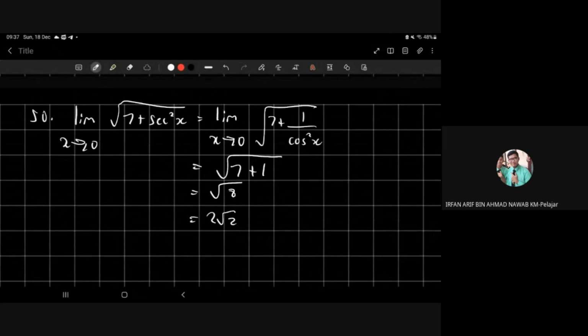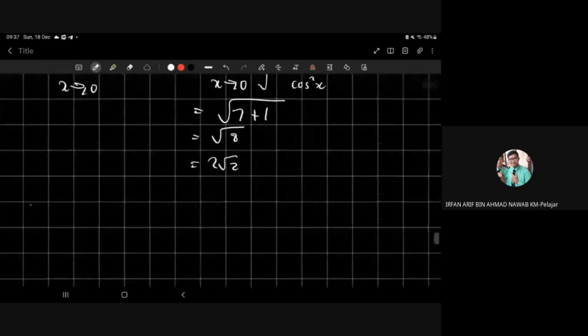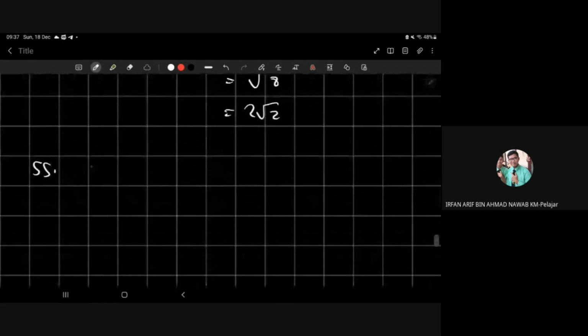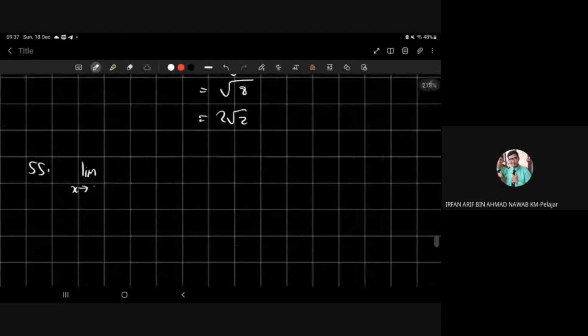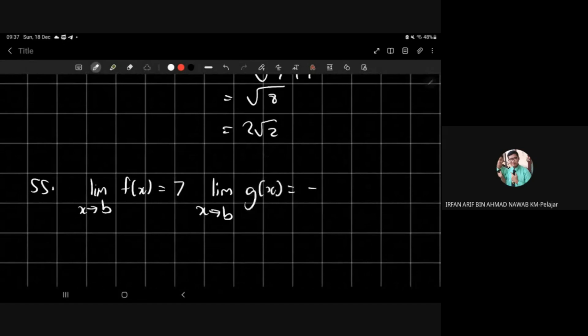Okay, let's solve this kind of question. It will be very interesting. So question 55. Now we are computing limits in this fashion. We are given two limits: the limit as x approaches b of f of x is 7, and the limit as x approaches b of g of x is equal to negative 3.